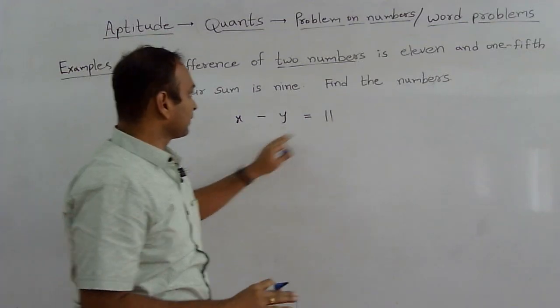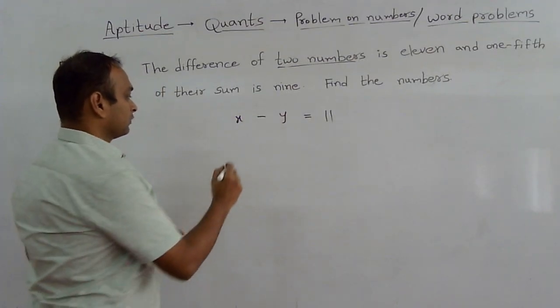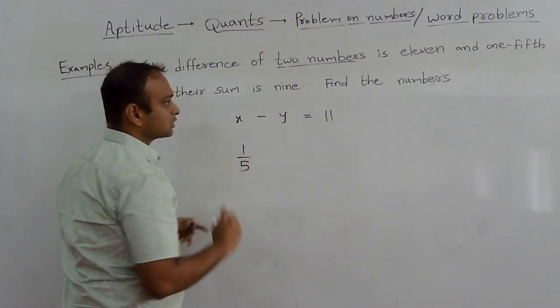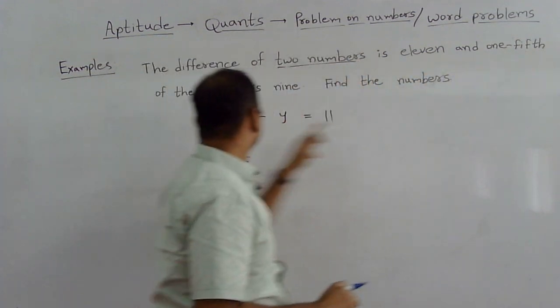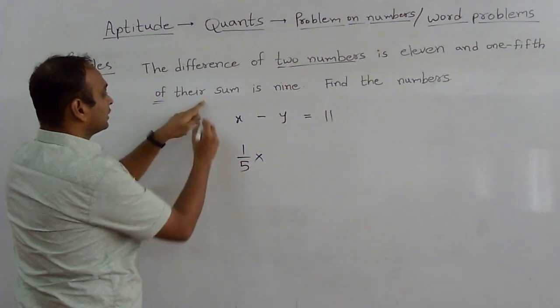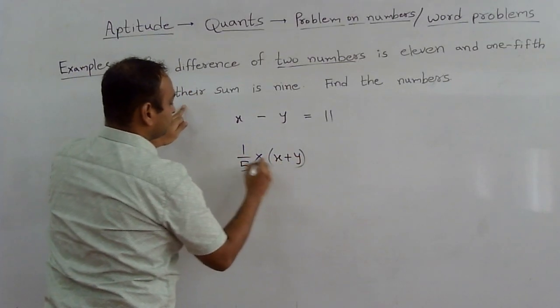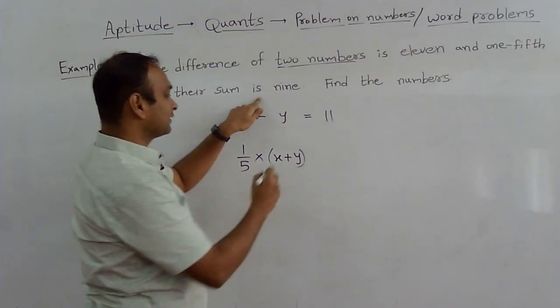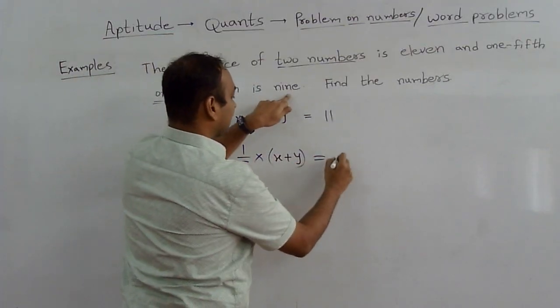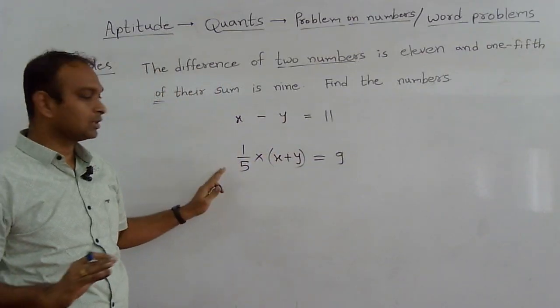That doesn't matter. And 1/5 of their sum is 9. 1/5 is given. "Of" says multiplication: 1/5 of their sum. Sum is x plus y. 1/5 of their sum is 9. "Is" says equal to 9, the number. This is how we have formed two equations.